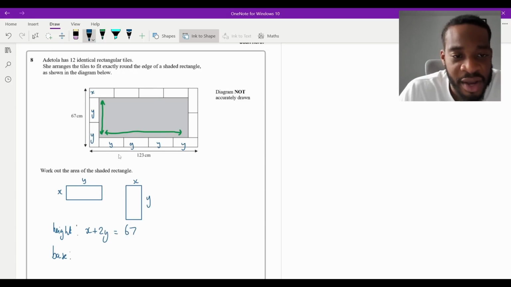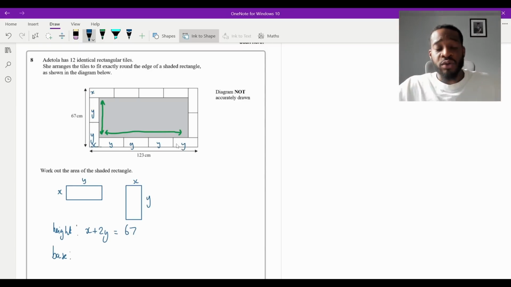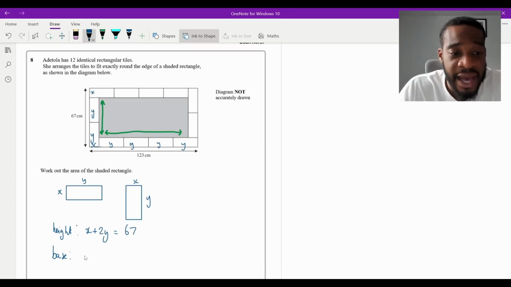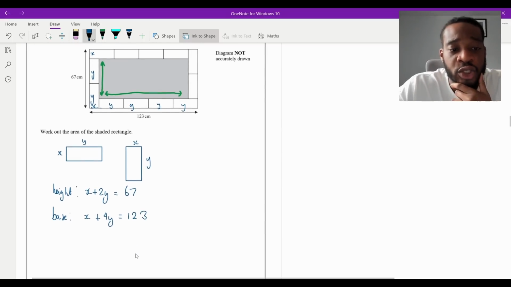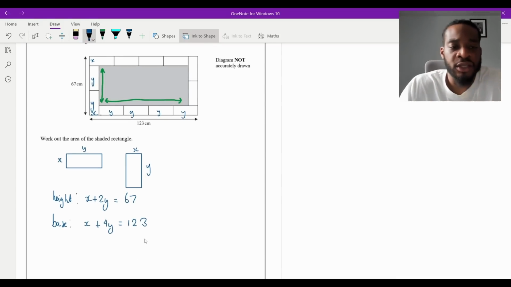So you've got to be very careful here. I've got four y's there, and then I've got an x, don't I? So the base of the larger outside rectangle is going to be x plus four of those y's, and this is equal to 123. And now, as I say, we've got a simultaneous equation that we can solve, because that will give us the dimensions. So I'm going to label this 1, I'm going to label this 2.